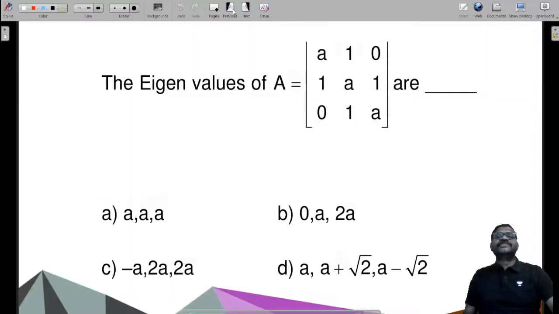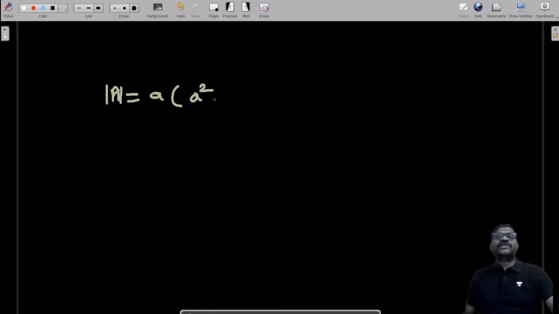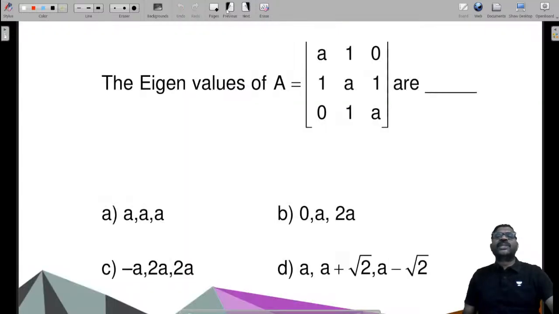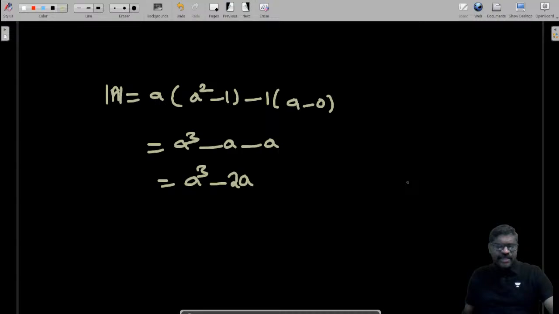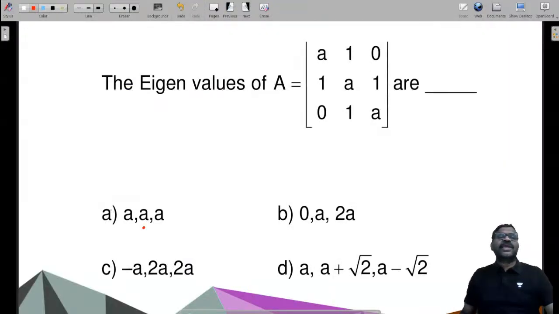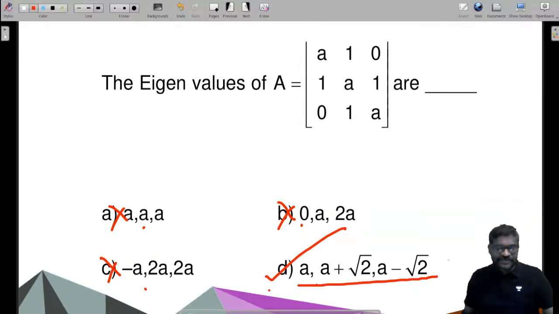Determinant value of A is A times of A square minus 1 minus 1 of A minus 0. Now A cube minus A cube minus 2A. So what is conclusion? The product of eigenvalues must be A cube minus 2A. Here product A cube, here product 0, here product minus 4A cube, here product A cube minus 2A. That's why last option is correct.